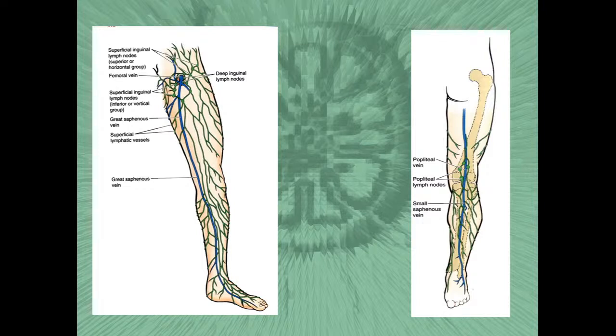Then lymph drains into the external iliac lymph nodes, then to the common iliac lymph nodes, then to the lumbar trunks, and through the lumbar trunks into the thoracic duct. Pay your attention: here there are no differences for the right and left, because the right and left lumbar trunks join together and form the thoracic duct.